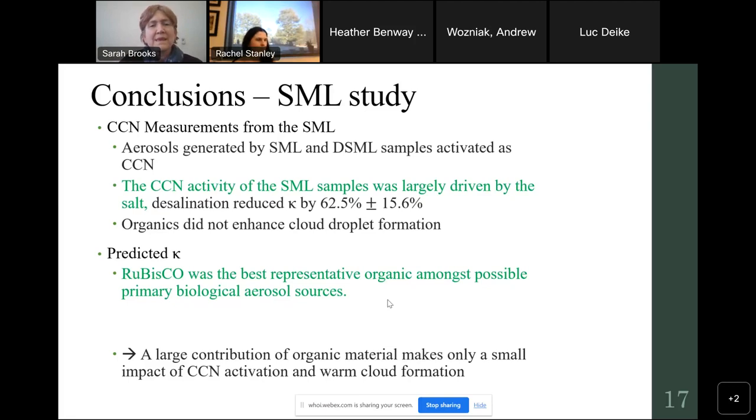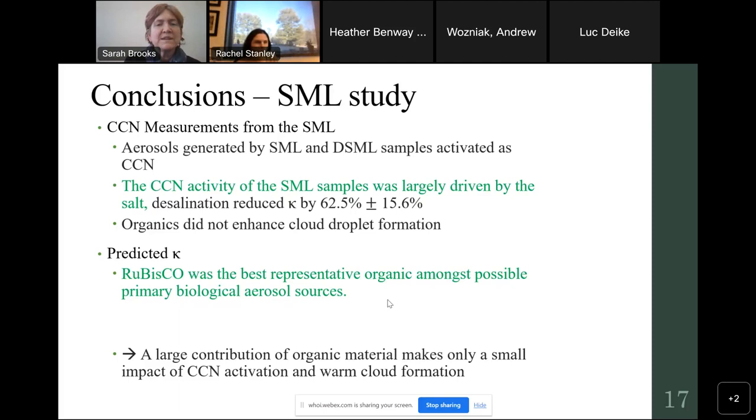Now, the organics, on the other hand, certainly did not enhance cloud droplet formation. And by enhance, I mean they didn't allow formation under less humid conditions. But you would wonder if they were equivalent conditions to the salt, then that would be an indication that you could have thicker clouds and you could have denser clouds. And so that also would have been interesting.